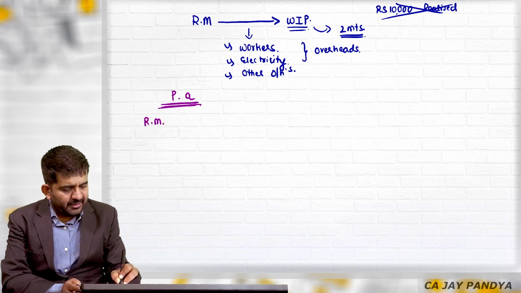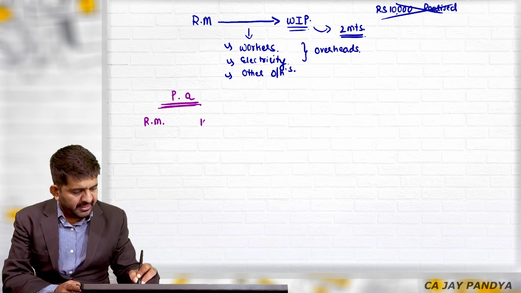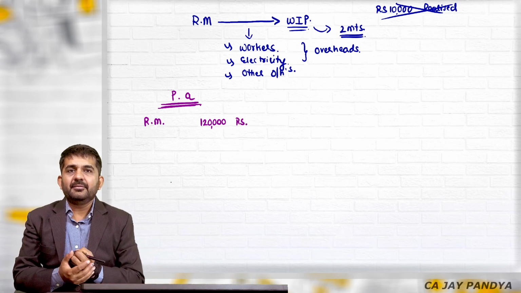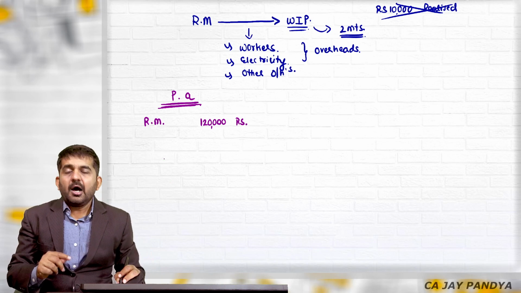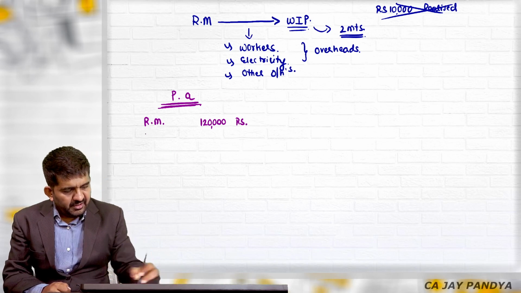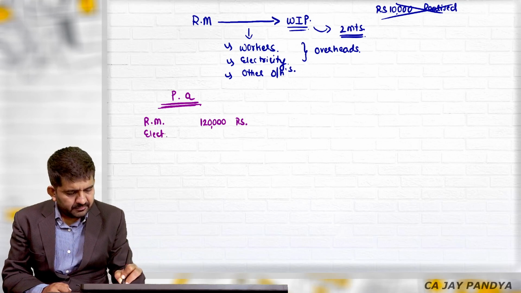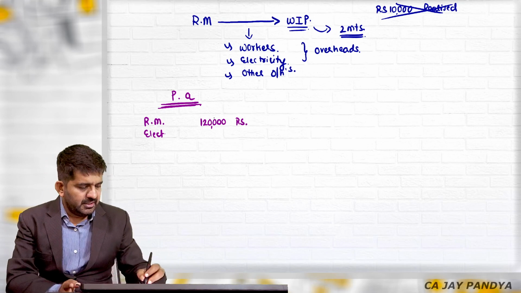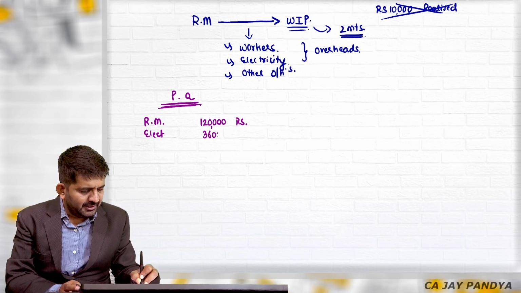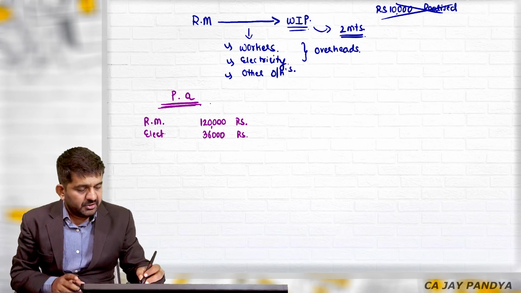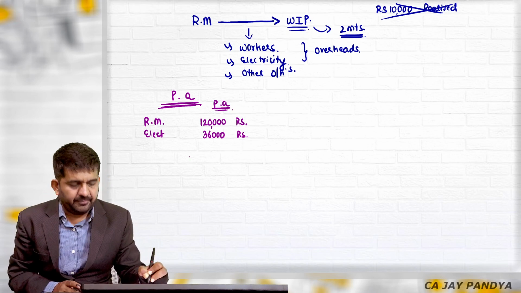What is my raw material requirement per annum? 1,20,000 rupees. This we all know, right? How much will be the electricity cost? Sir, per month for 2 months or for 12 months? For 12 months. Electricity cost will be 36,000 rupees. It is per annum. I am not talking about per month. Those all figures are per annum.